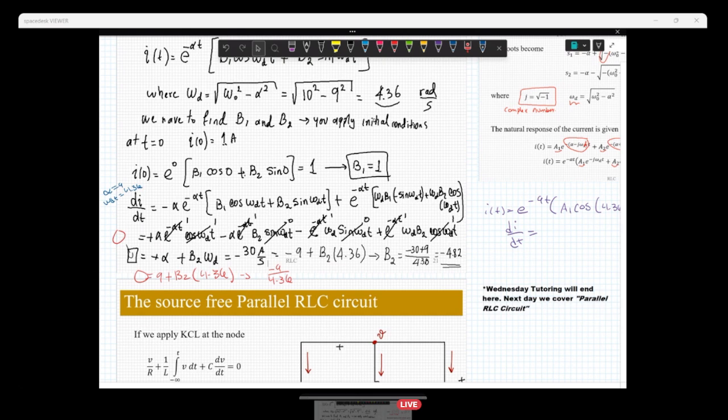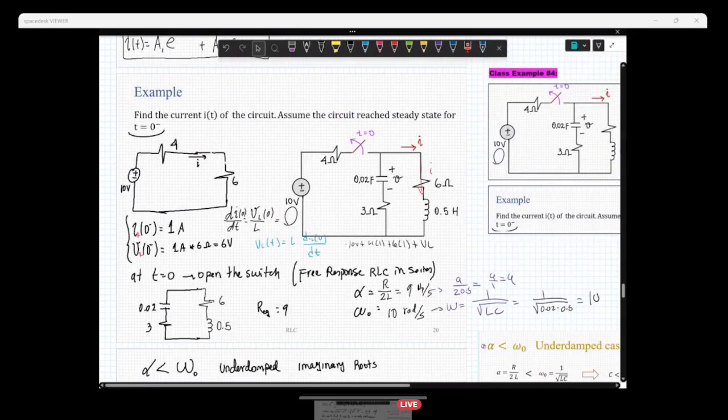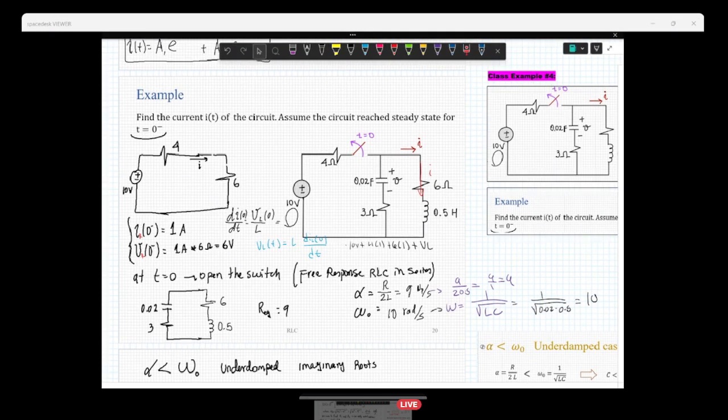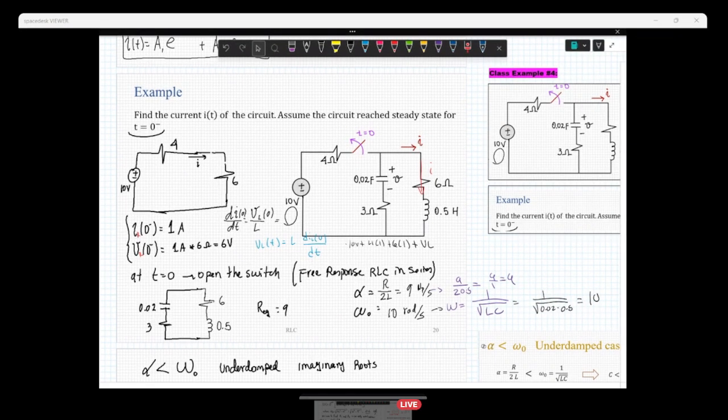Wait, so it would be negative. What is ours? It'll be -1 over 0.5, right? Times the current, which is 1, times the resistance, which is 3. She did this on the whiteboard, I remember. She did not include it in her notes. So 3 times 1 plus the voltage of the capacitor, which would be 6.